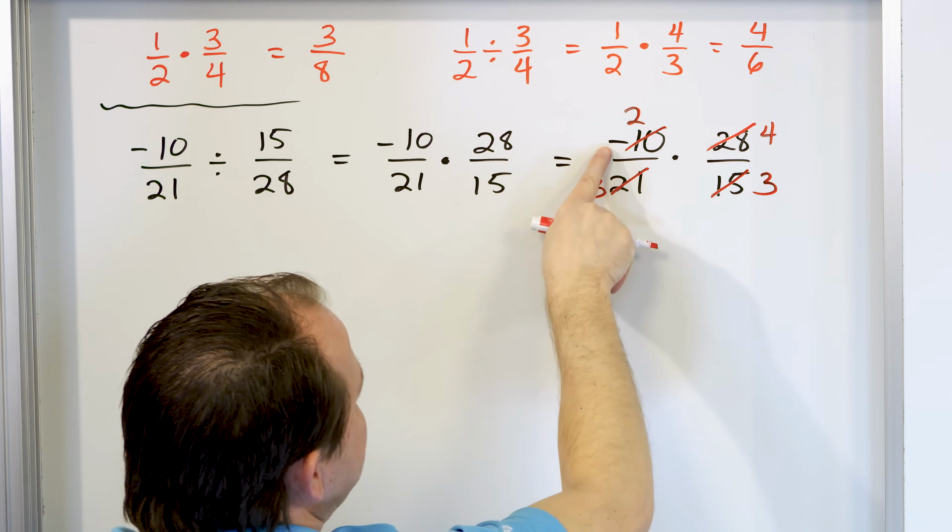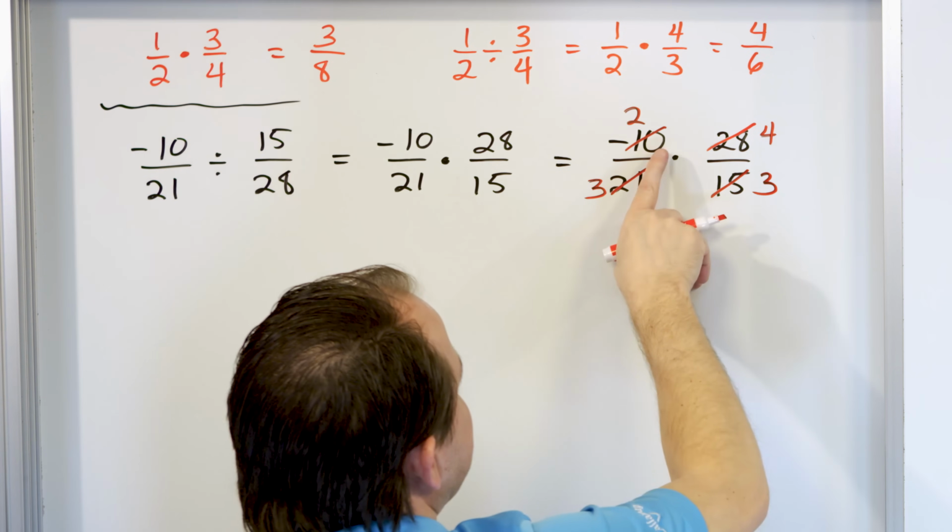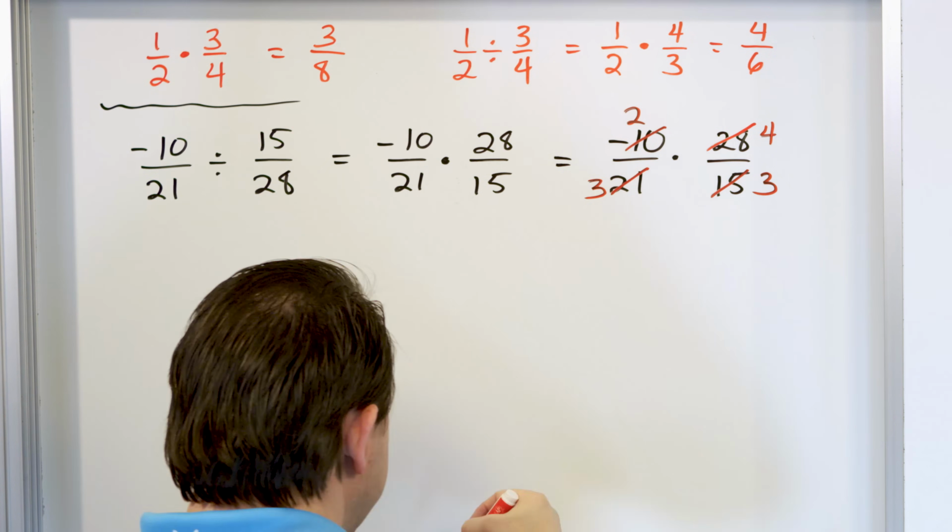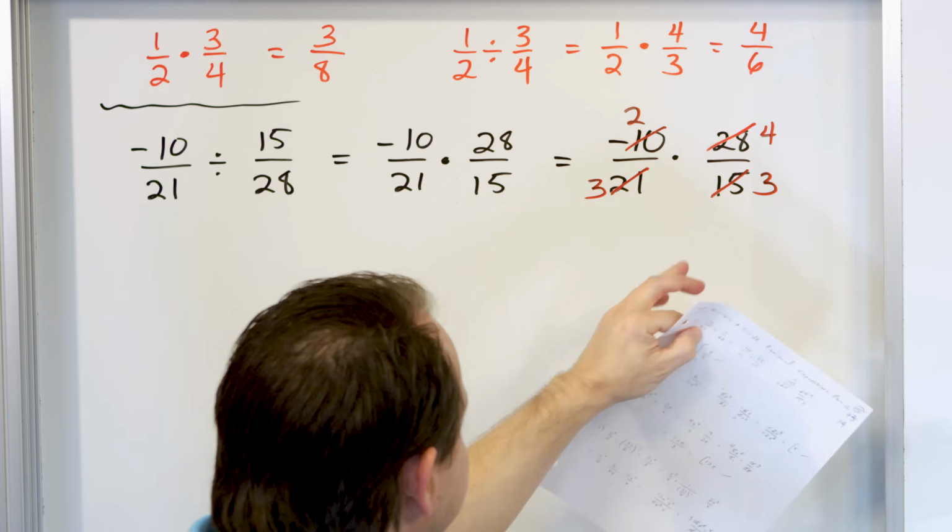Notice I still have this negative here. I didn't touch the negative. I just looked at the numbers. Divide by 5, divide by 5, right? And then now I have much simpler numbers.